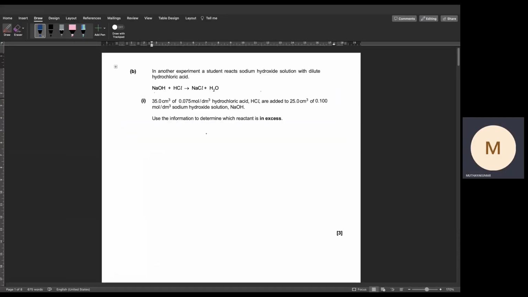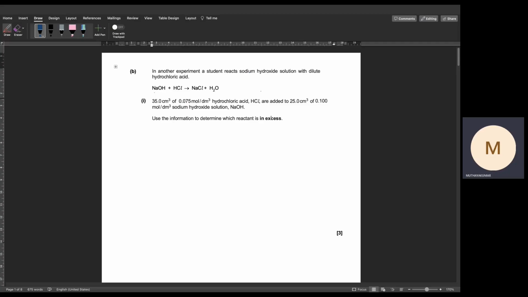Next question, part B. In another experiment, a student reacts sodium hydroxide solution with dilute hydrochloric acid. The balanced symbol equation is given to us. 35 centimeters cubed of 0.075 moles per decimeter cubed hydrochloric acid are added to 25 centimeters cubed of 0.1 mol per decimeter cubed sodium hydroxide solution. Use the information to determine which reactant is in excess.